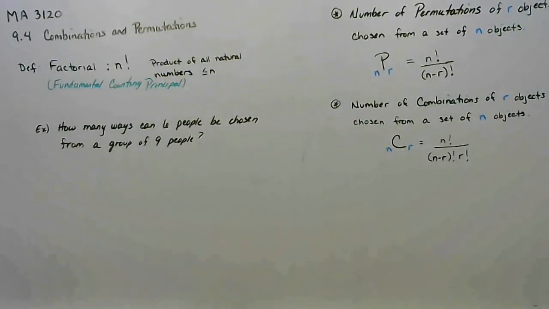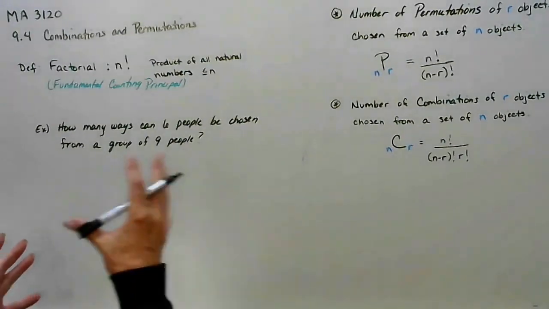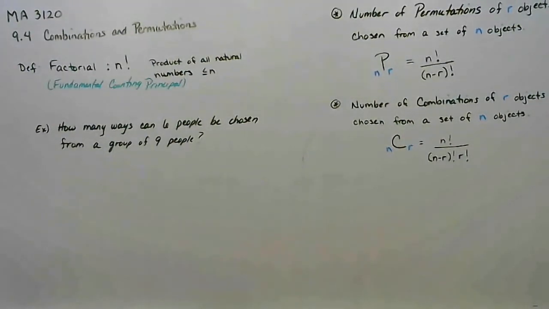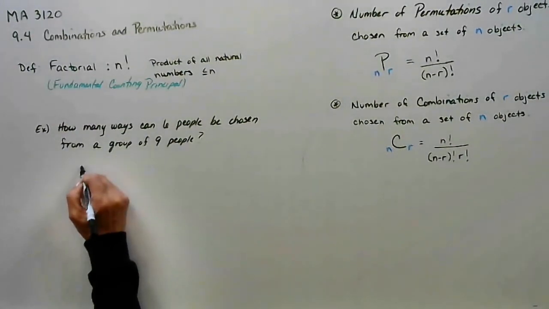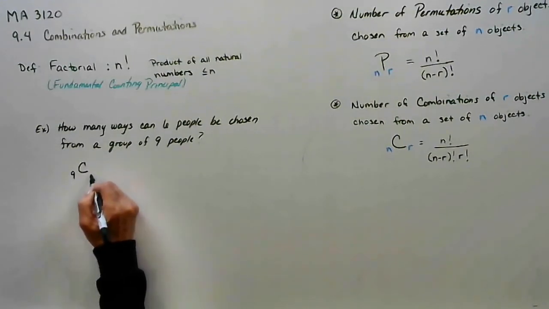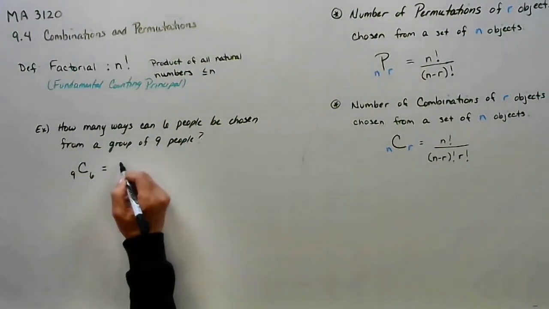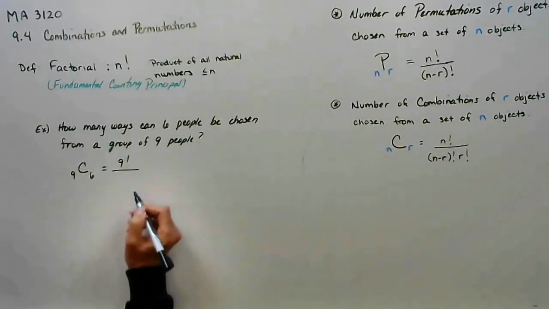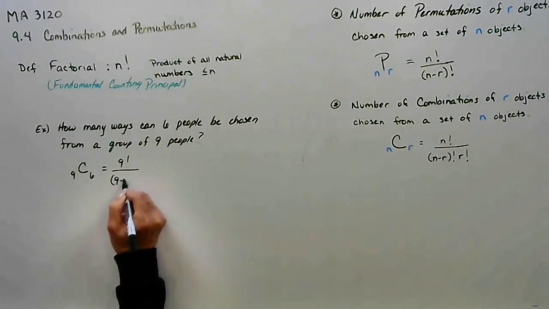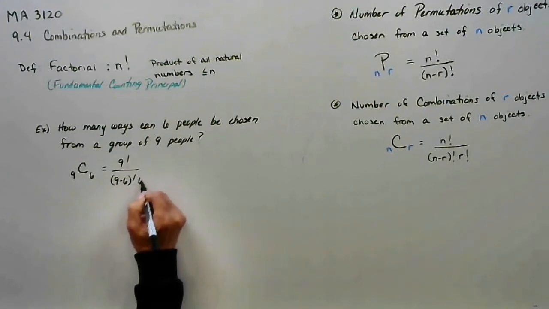Well, since we didn't say that you had to have a president, a vice president, secretary, something like that, or we didn't tell you you had to go in order from oldest to youngest or height order, since there was no order, we'll just have 9 people and you want to choose 6. So this would be a combination of 9 people chosen 6 at a time. So if I follow our formula, this would be 9 factorial over 9 minus 6 factorial, 6 factorial.